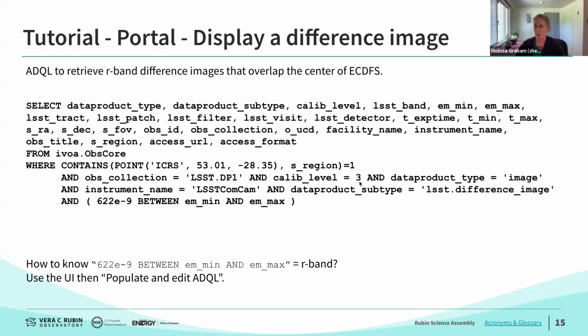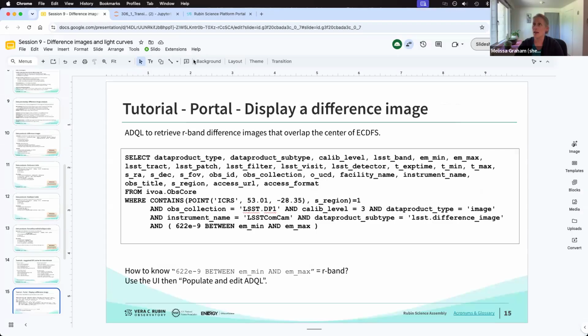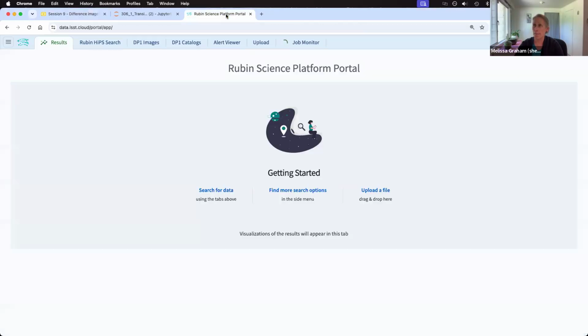And then it makes some settings, setting the calibration level to 3, using a subtype for the data product of difference image. And then there's this weird one down there where instead of just saying band equals R, the way things are stored in the ObsCore table is these min and max values of the spectral range that's covered by the image. So how would you know that R band is this number? I will show you how to figure that out. So come with me into the portal.